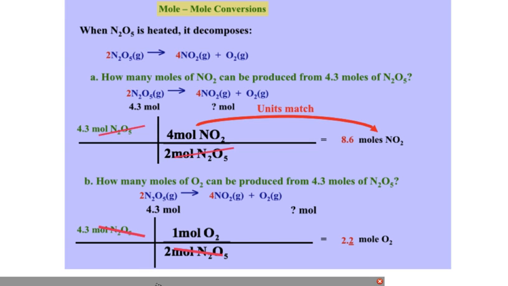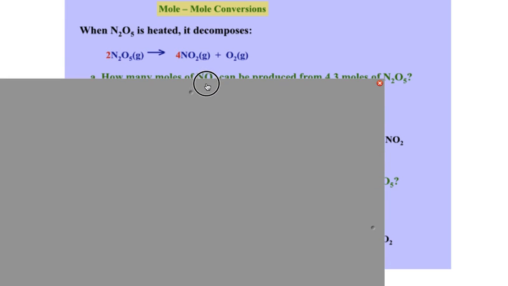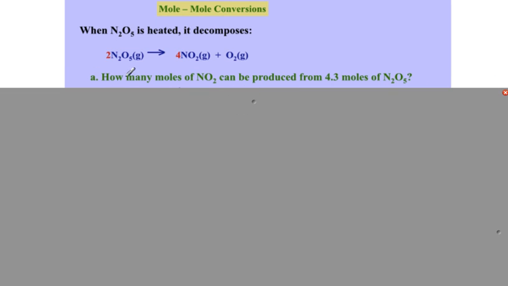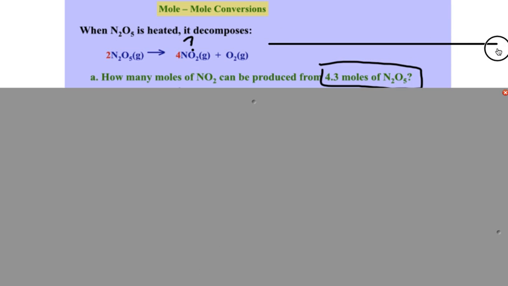Now, when we talk about stoichiometry, here's the way you have to look at it. The first thing is you got to look at what your given is. So if you look right here, it says how many moles of NO2. So that's what I'm solving for. So I'm going to put a question mark there because that's what they want. Can be produced from 4.3 moles of N2O5. So that's basically what my given is. You know how to use a grid. So if we go to use a grid, basically we set up a little problem solving grid, and then we're going to do a little chemistry.